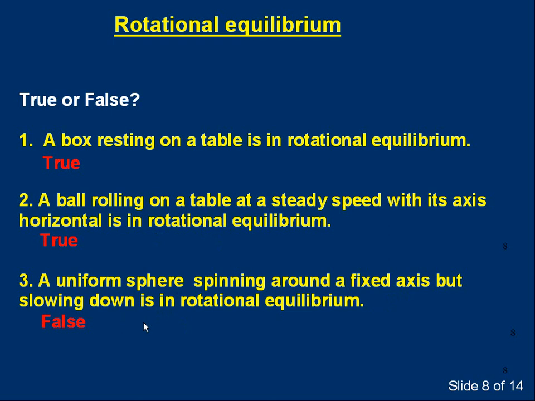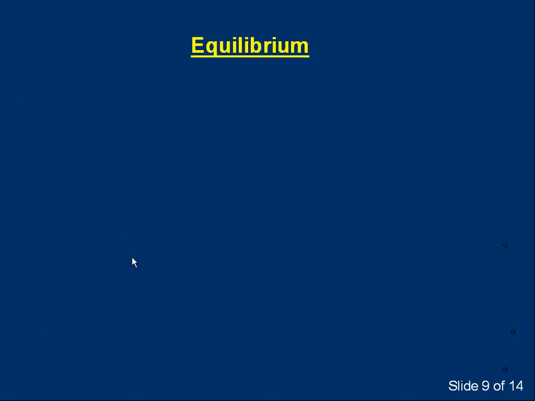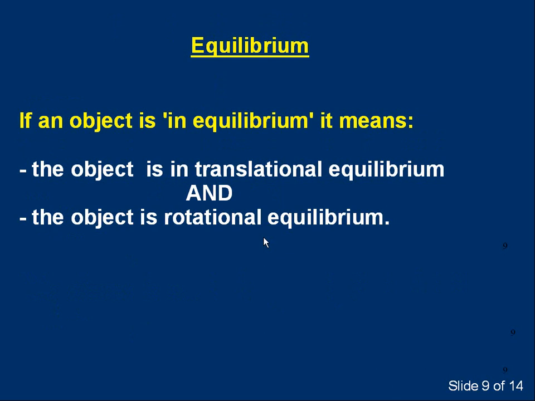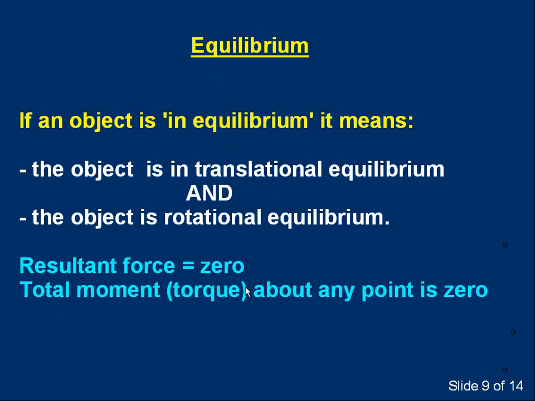Okay, sometimes you're told an object is in equilibrium, or you want to say an object is in equilibrium. What does it mean? It means the object is in translational equilibrium and it's in rotational equilibrium. So if it's in both translational and rotational equilibrium, we just say it's in equilibrium. And if something is in equilibrium, the resultant force on it is zero, and the total moment or total torque about any point is zero. The simplest case is a stationary object, and that's the most common thing you'll encounter.